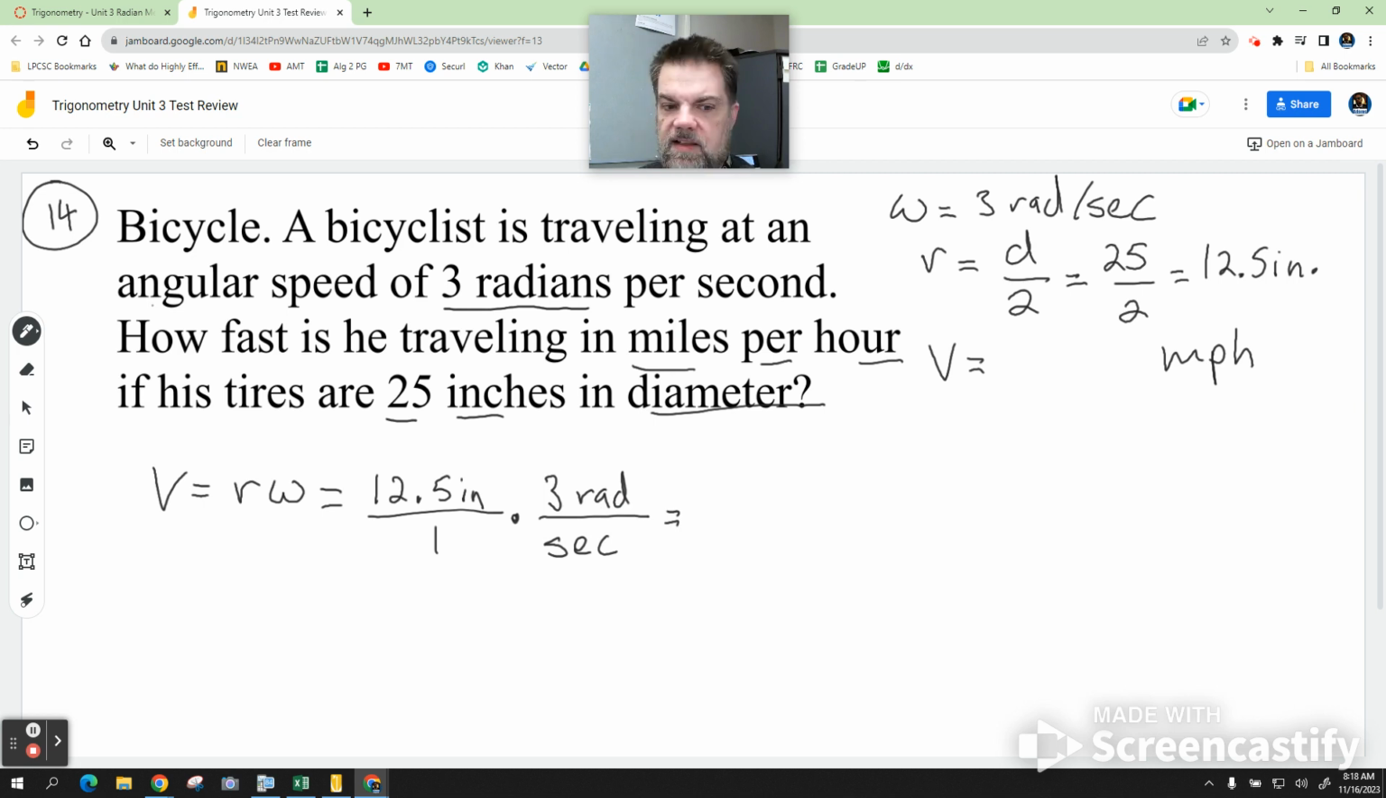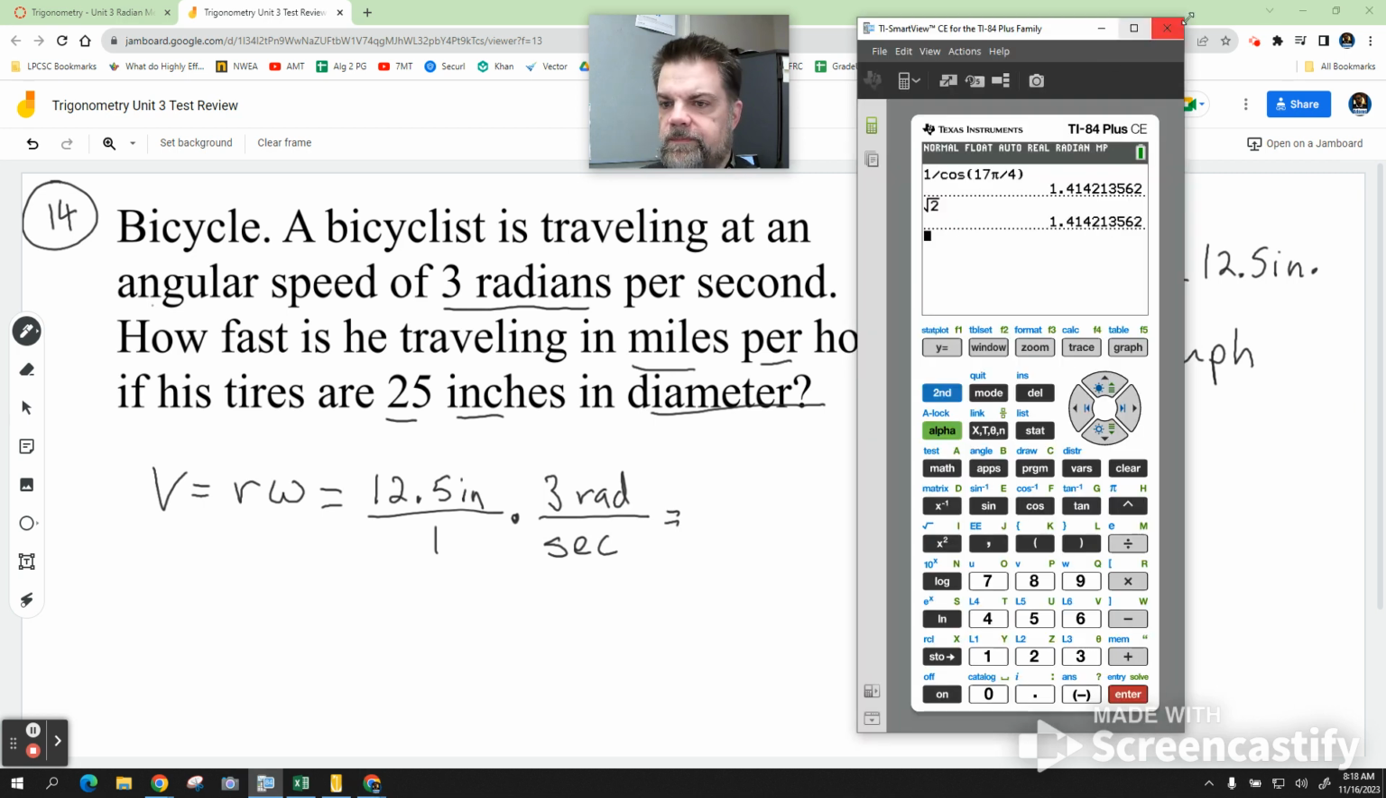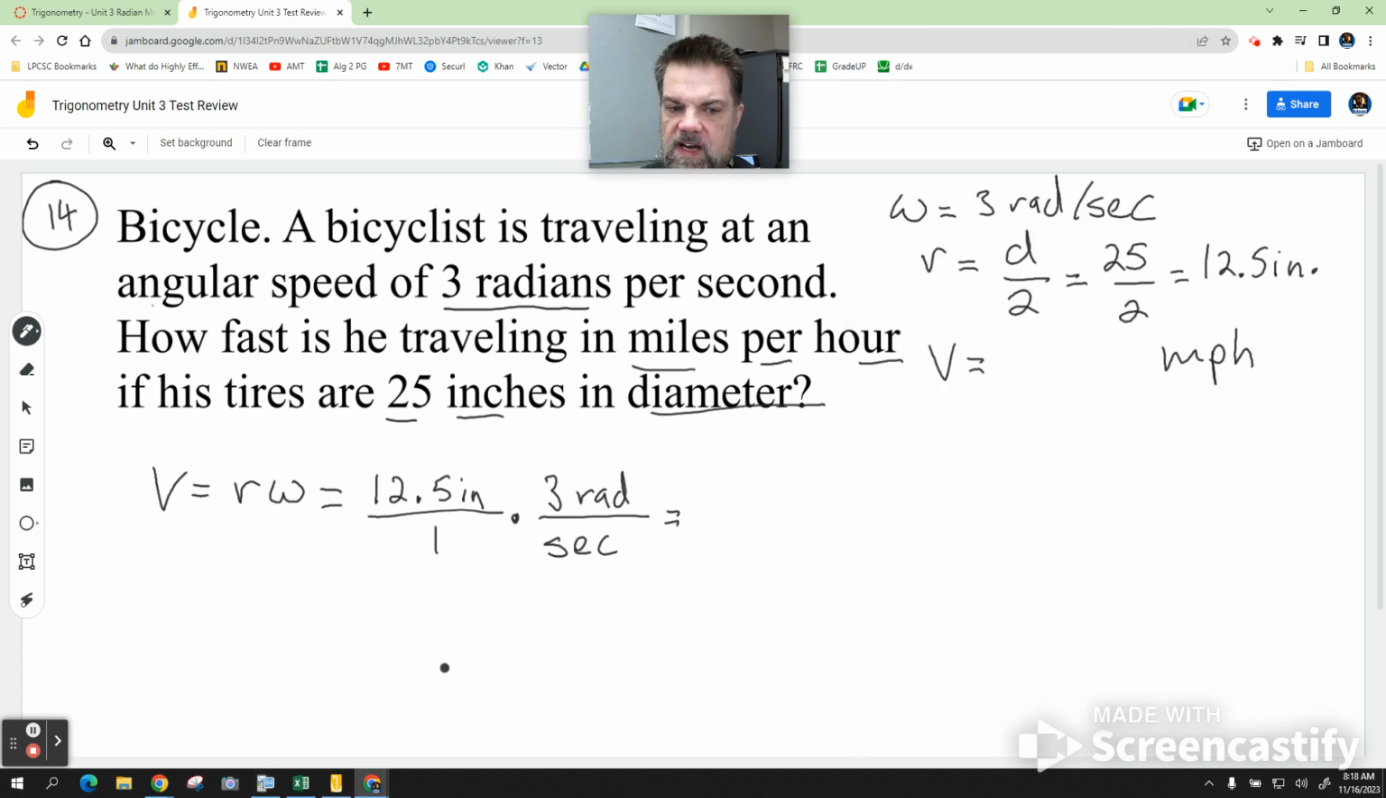So when you do the math on that, I'm just plugging these in, times 3. I get 37.5. Now, here's the weird thing. Radians is like a measurement. It kind of goes away once we do this conversion. So this is really just 37.5 inches per 1 second. So I've got to convert my length and my time.